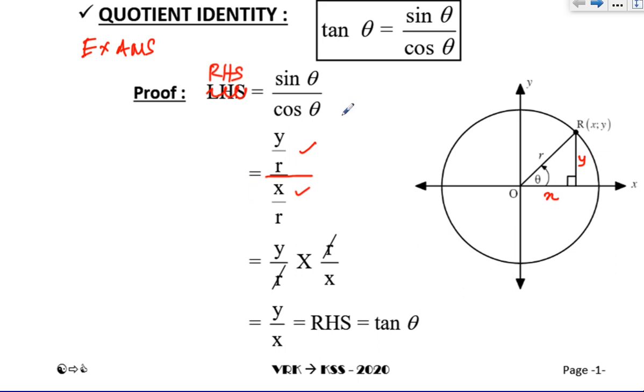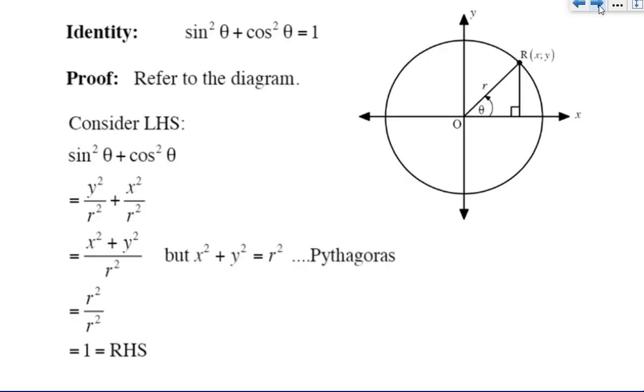This is the only time you would use x, y, and r. That's for the first fundamental identity. Let's go to the second fundamental identity. We want to prove that sine squared theta plus cos squared theta is equal to 1. Let's refer to the diagram, the same diagram as the previous proof. Let's take the left hand side.